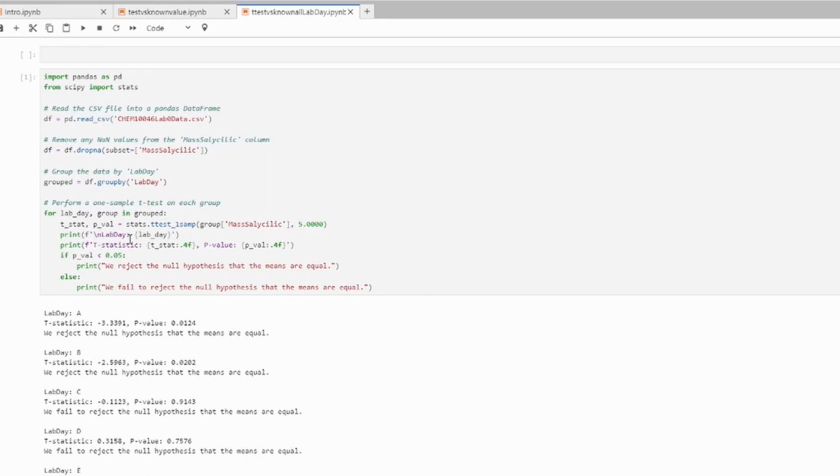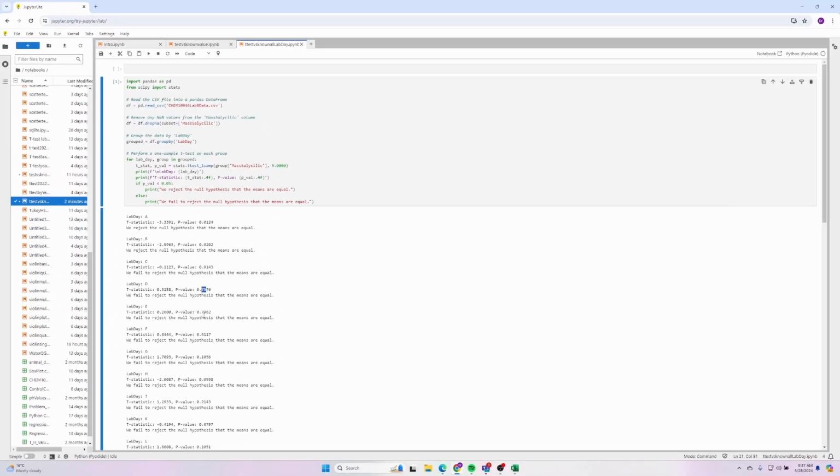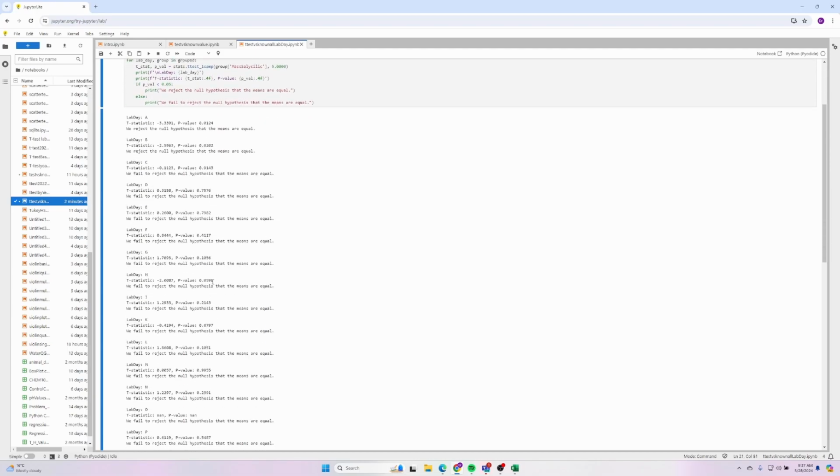It will print out the lab day specifically, and it'll tell you what the t-stat and the p-value are, and it'll actually tell us for each one of these whether it is the same or not. And so here we go. The output for lab day A, the t statistic and the p-value were this, and so it says we reject the null hypothesis that the means are equal, and so on and so forth. And we can see that some of them are actually the same. In this case, the mean here is the same, the mean's the same, and so on. So we got a variety of results.